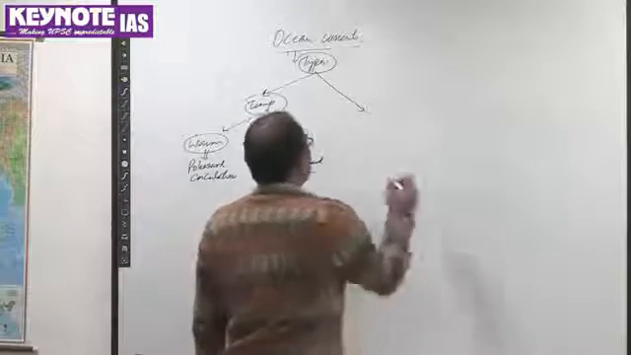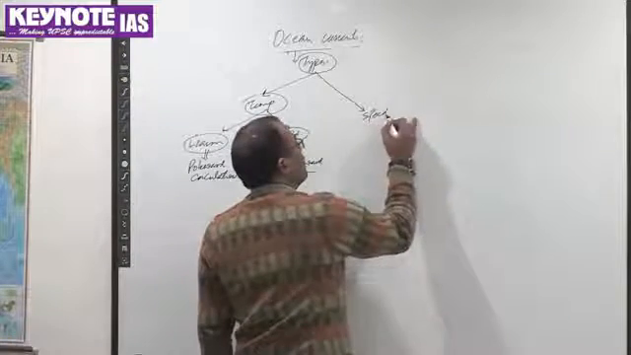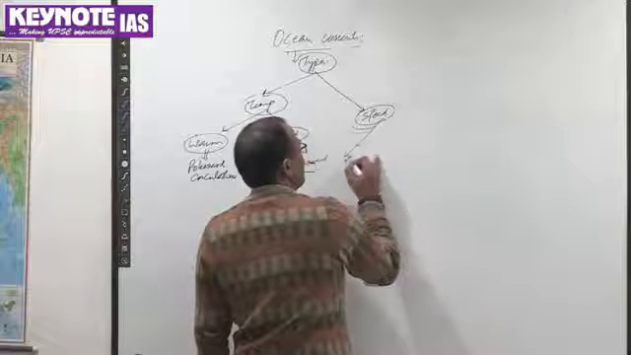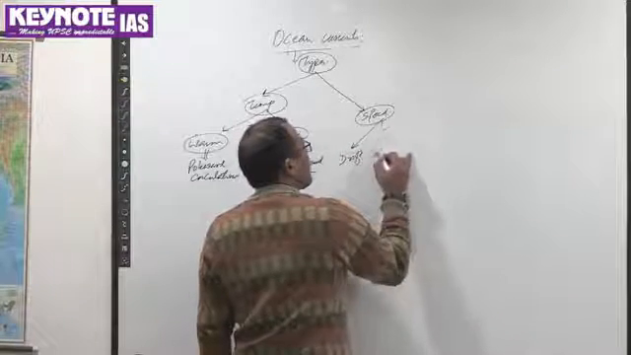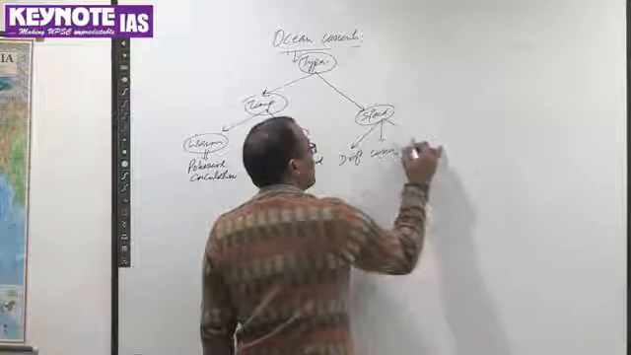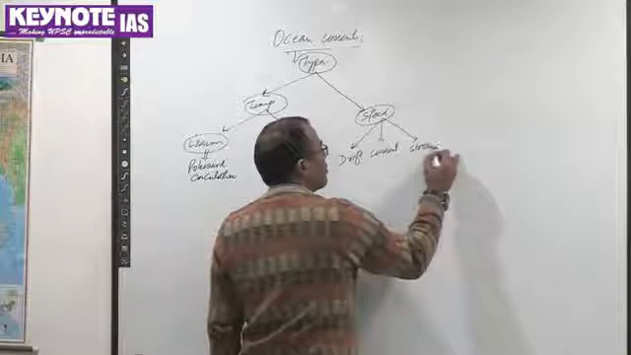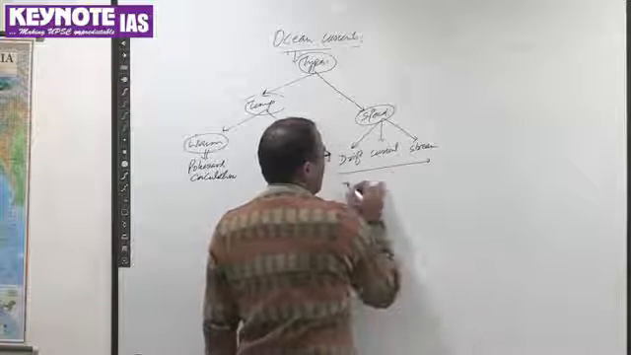The second is on the basis of speed, that is drift, current and stream, in increasing speed.